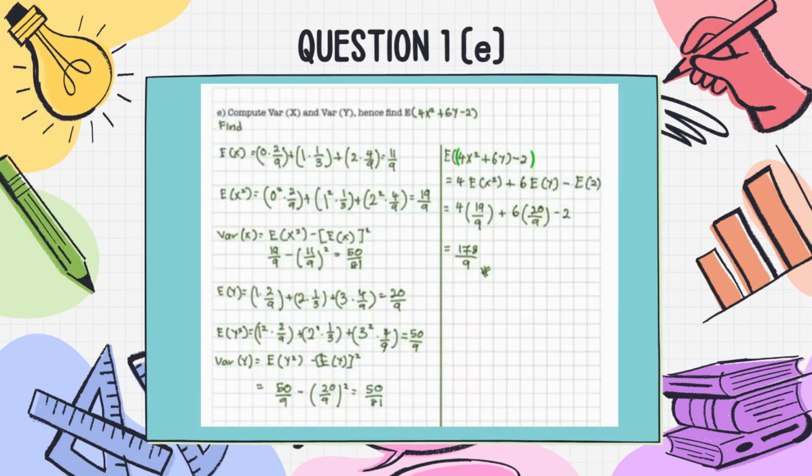We move on to part E, where we are required to find the variance of x and the variance of y, and then use this result to evaluate the expected value of 4x squared plus 6y minus 2. We begin by finding the variance of x.